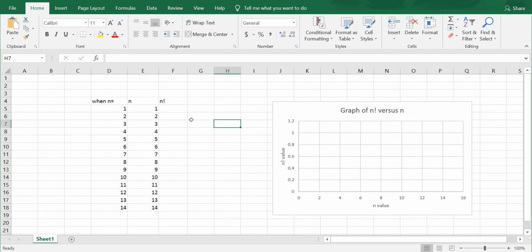So n factorial is basically equal to n times n minus 1 times n minus 2 times ... times 3 times 2 times 1, where the ... indicates a lot of multiplications in between of values.